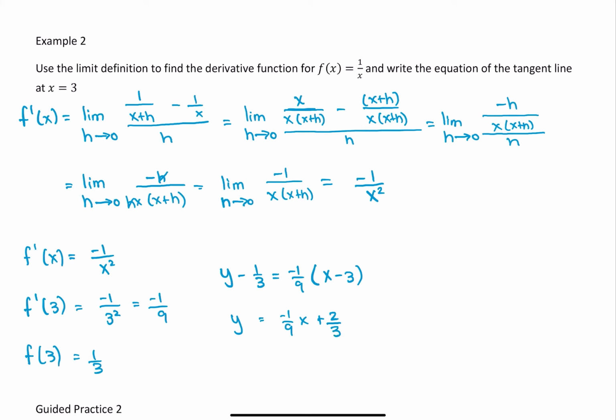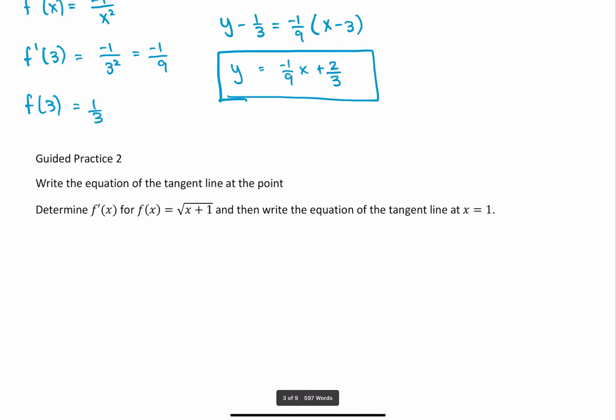Plus 2/3. So again, if you substitute in 3, you should get 1/3. 3 times negative 1/9 is going to be negative 1/3 plus 2/3 is 1/3. So this is how we know we've written our equation correctly. So again, we did the limit definition, did a bunch of algebra to cancel, and we end up with a derivative function instead of a slope value.